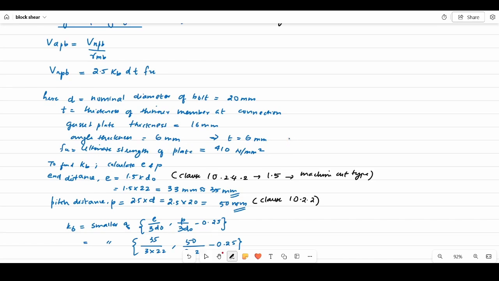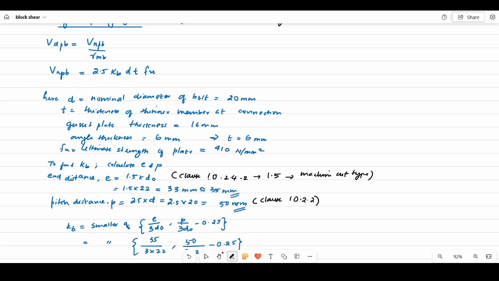Now the ultimate strength of the plate, if we are assuming a Fe 410 grade, the strength will be 410 Newton per millimeter square. To find the kb value, we have to calculate the e and p values. So e is the end distance, p is the pitch.